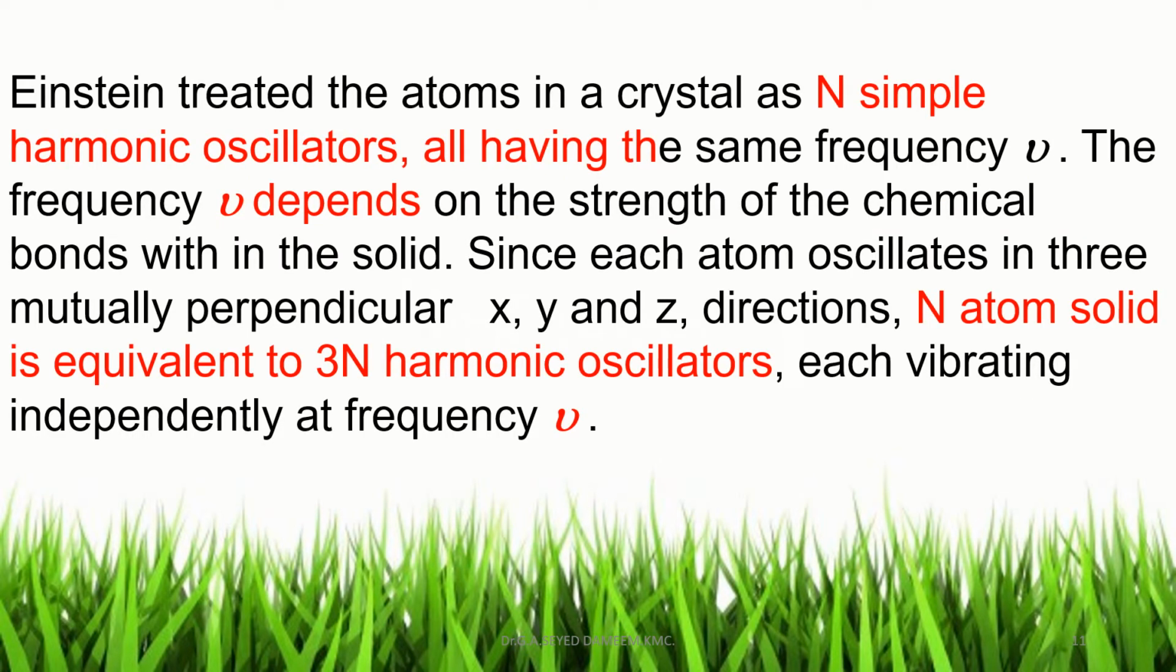Einstein treated the atoms in a crystal as N simple harmonic oscillators, all having the same frequency nu, and the frequency nu depends on the strength of chemical bonds within the solid. Since each atom oscillates in three mutually perpendicular directions, x, y and z directions, an N-atom solid is equivalent to 3N harmonic oscillators, each vibrating independently at frequency nu.